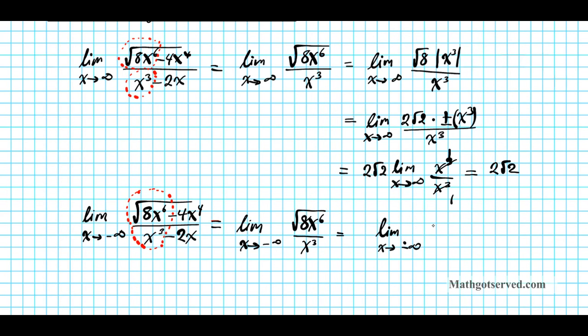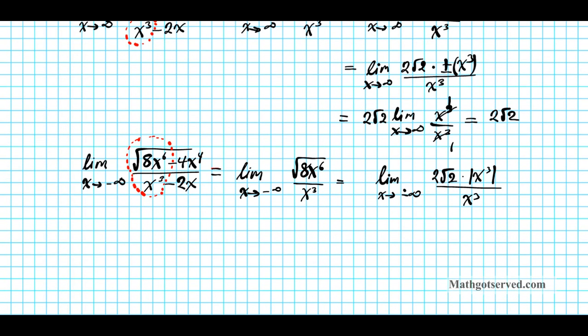infinity. Now the square root of 8 is 2 root 2 times the square root of x to the 6 is going to be the absolute value of x to the third, over x to the third. Okay? All right, now what we're going to have next, let's use a constant property of limits. So you can factor out the constants because it's independent of where x is going. So 2 root 2 of the limit as x approaches negative infinity of plus or minus x to the third over x to the third.